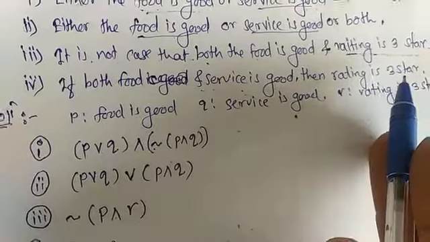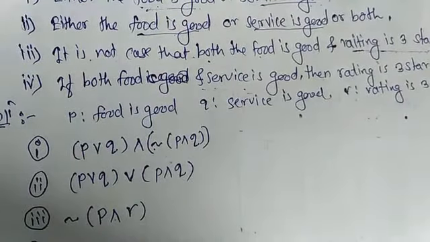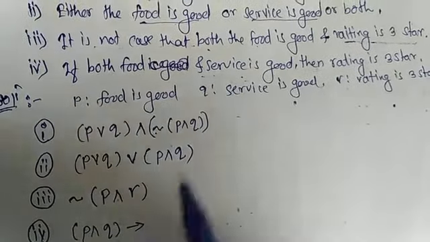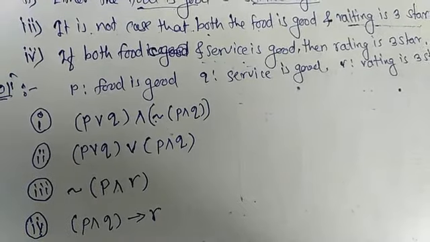Then the rating is a 3 star. That means it is a form of if-then statement. So it will be P implies Q, and Q implies R, which is our symbolic form.